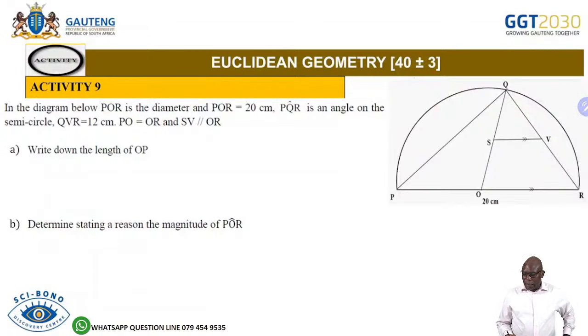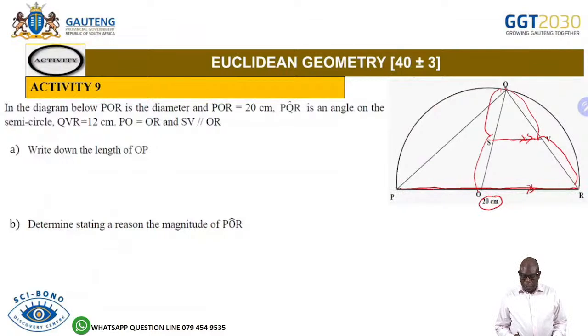The next question on analytical, on Euclidean geometry, is that easy question that we always get and then we don't get it right. This line is parallel to that. Already, what do I know? This line over there is the same as this line over there. They say the length of POR is 20. Now write down the length of that. This is the center of the circle. Obviously the length of that will be 10 centimeters. As simple as that.